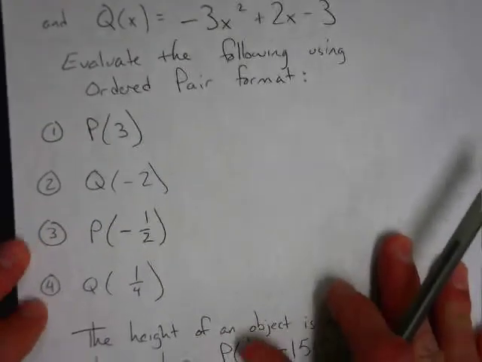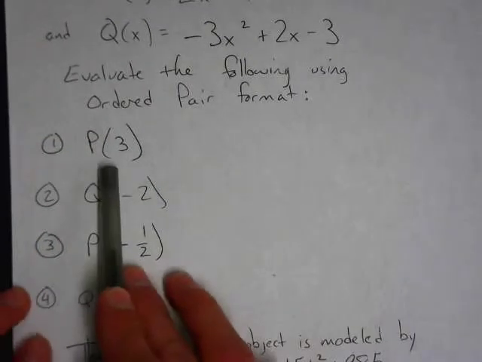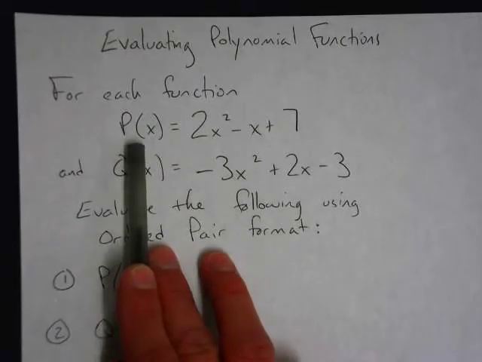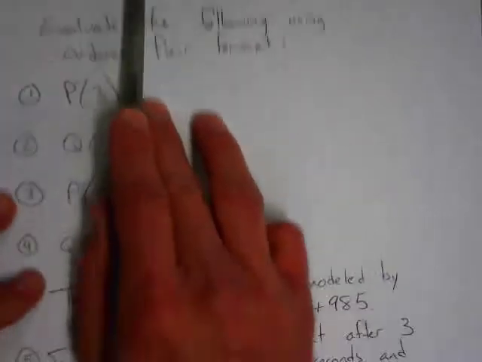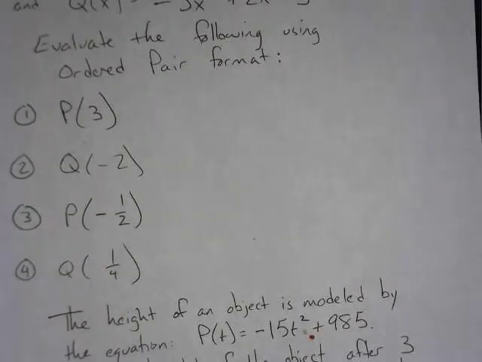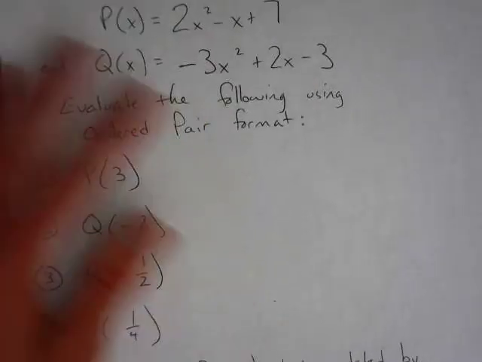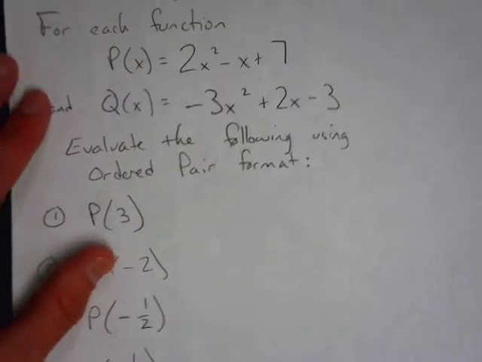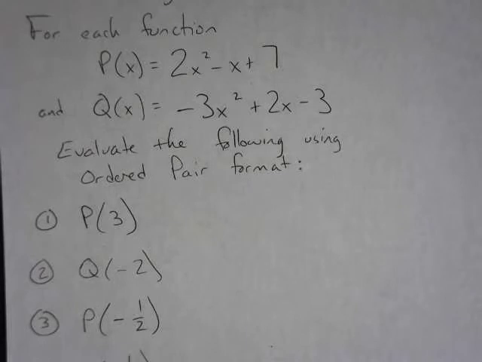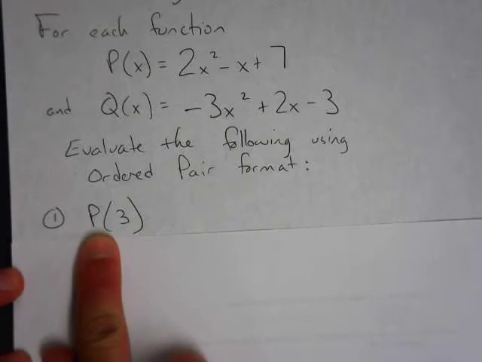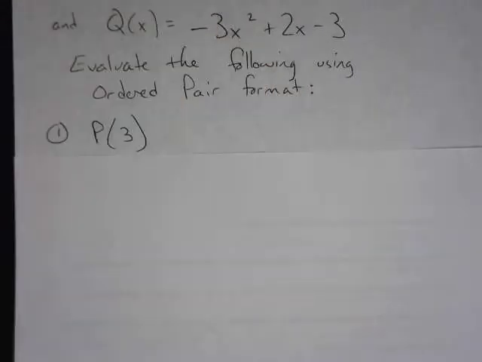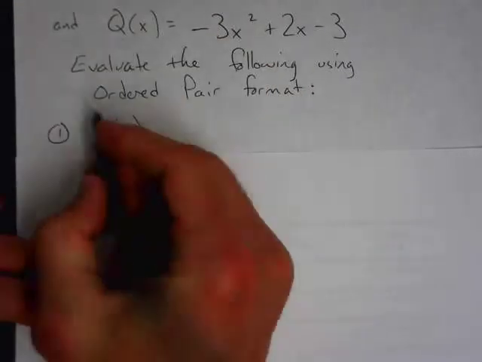So if you look at question number 1, I'm asking p of 3, which means I'll substitute into the p of x function, and q of negative 2 will go into the q function. There's really not too much more to it. We're just going to represent the answers in ordered pair and move on. So if you look at question number 1, I'm asking, what is p of 3? And so it means we're going to use the function that is p of x.